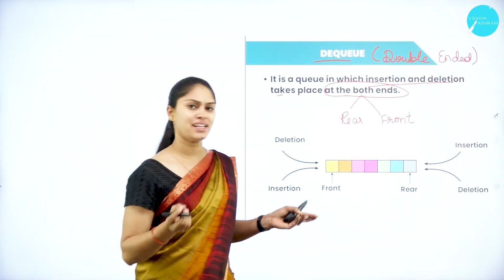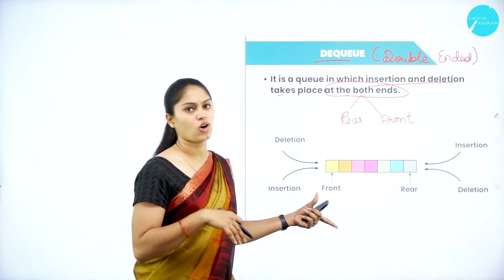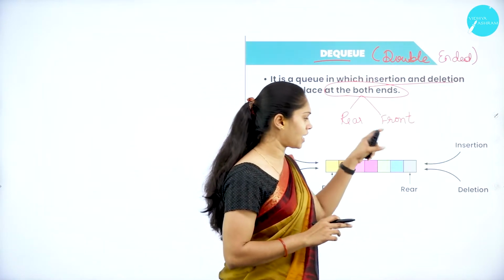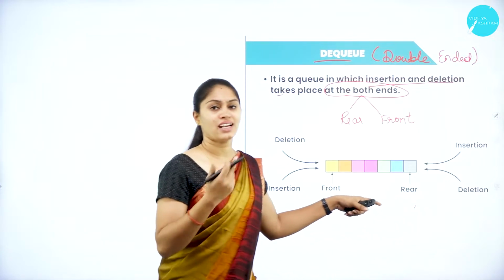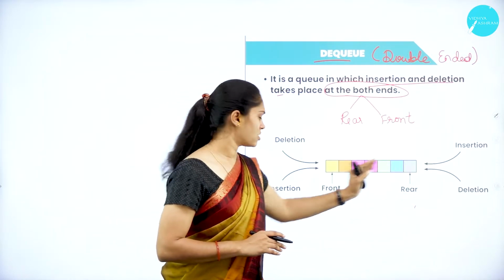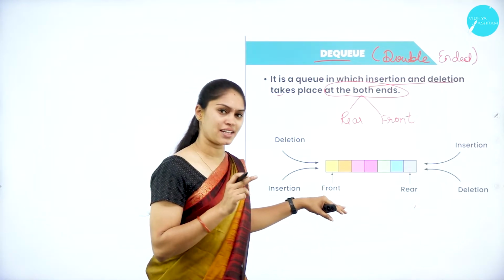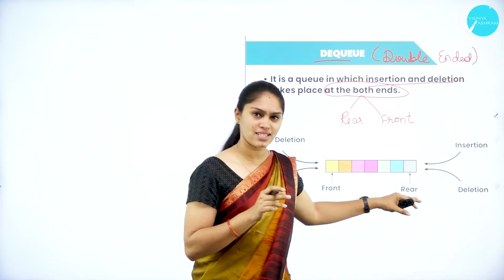So I can add an element and delete an element by using the front end, or else I can add an element and delete an element by using the other end, called the rear end. So this is one of the queue types. Here we have a front end, which is mainly used to delete, and a rear end, which is used to insert an element.